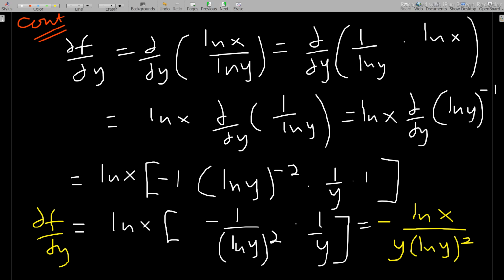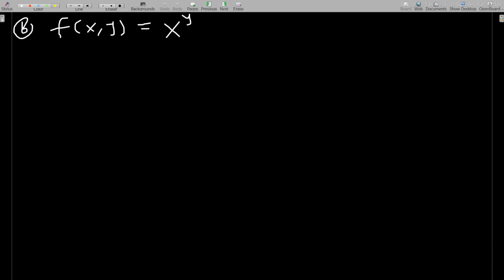Now let's go to the second one. The second one is this, and you're supposed to find del f del x and del f del y. With this one too, let's say f is the same as x to the power y. Now we can't do anything to this.